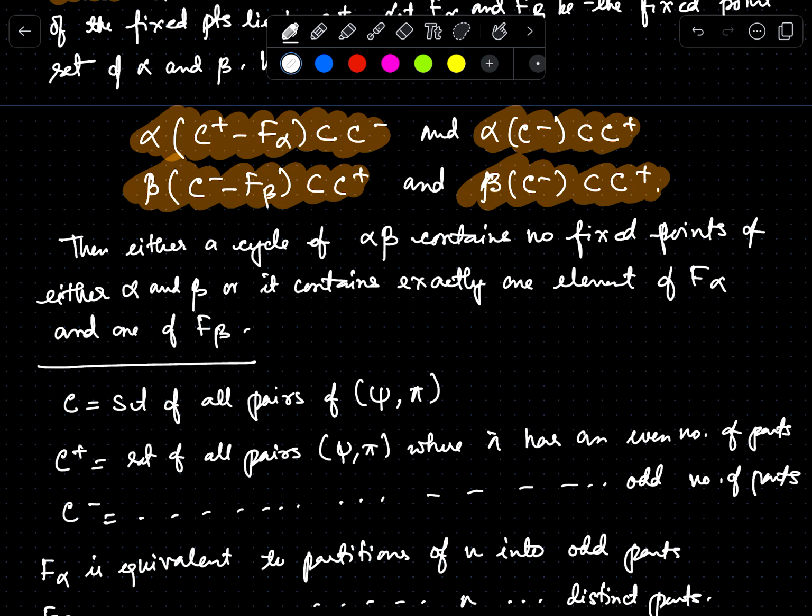And if you start with a pair where the number of parts in pi is even, then if you increase it, it becomes a pair where the number of parts is odd. And if you decrease it, it again becomes a pair where the number of parts is odd. And similarly for the other case, right? Just a second, let me share the screen.